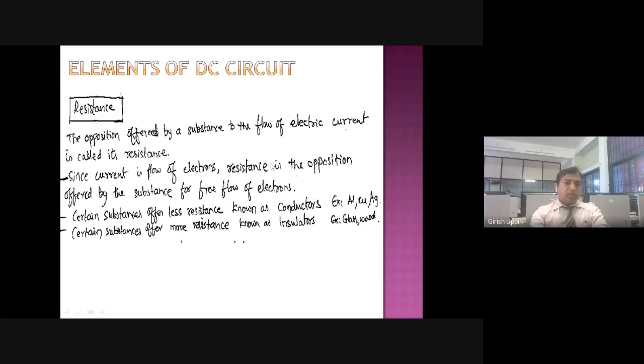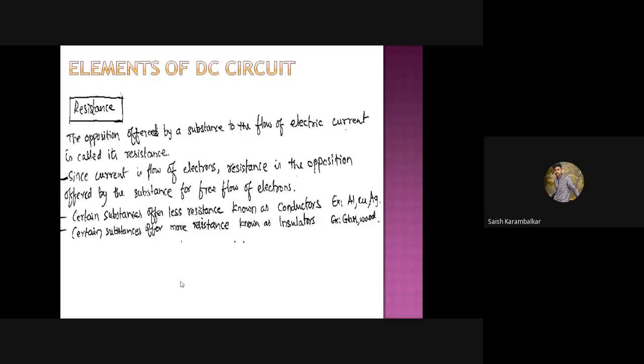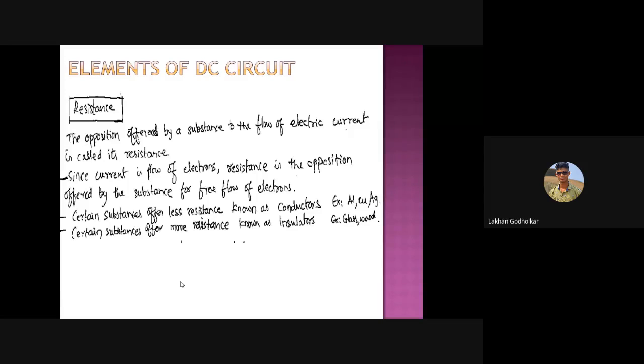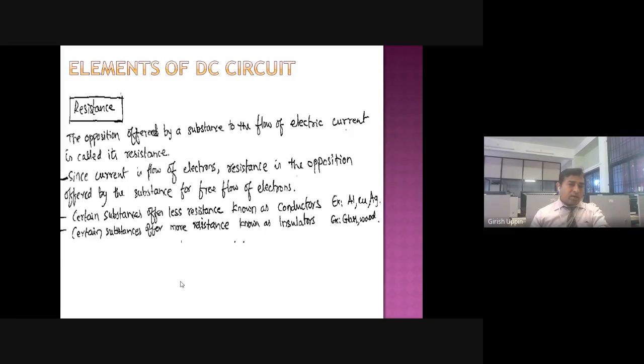And certain substances offer very little resistance. Those are called conductors. And which are the examples of conductors? Iron, metal, silver, aluminum, copper, gold, bronze, water, very good, lead, human body, yes, human body.